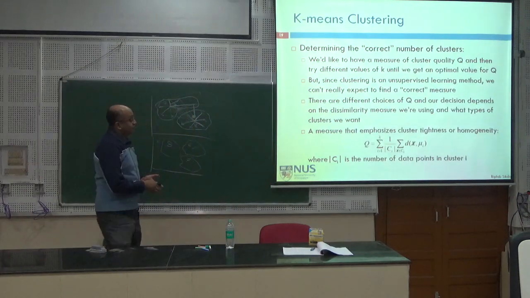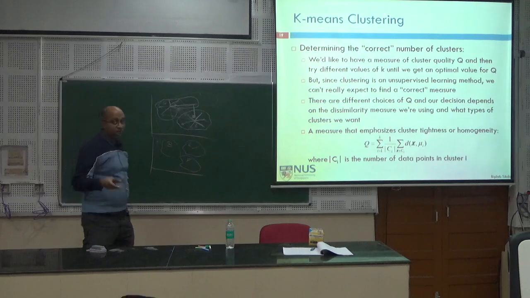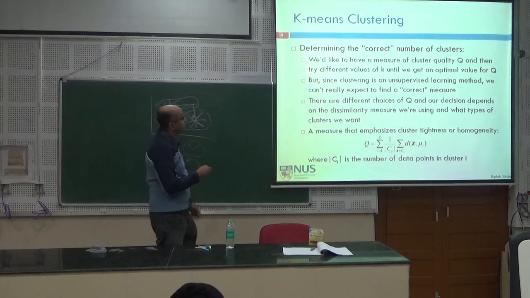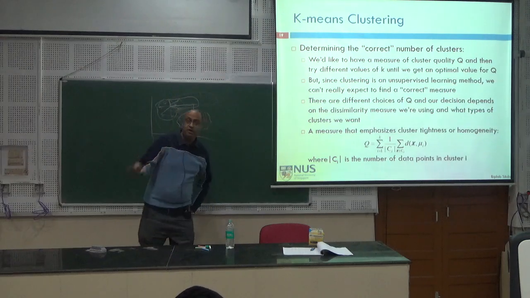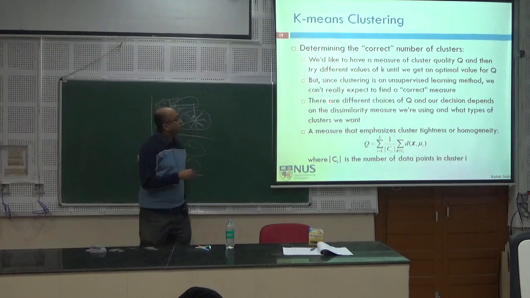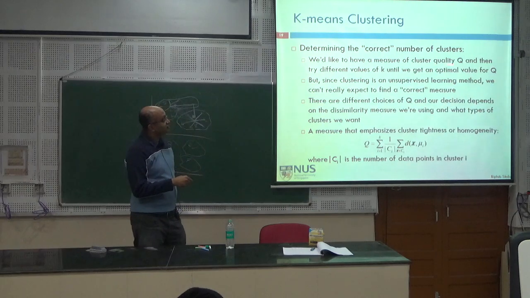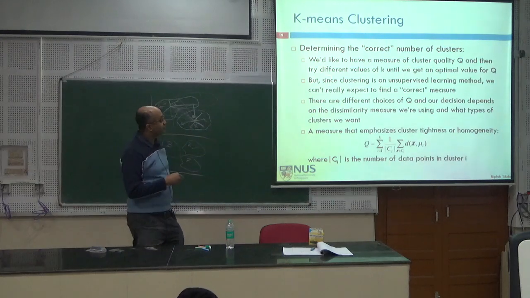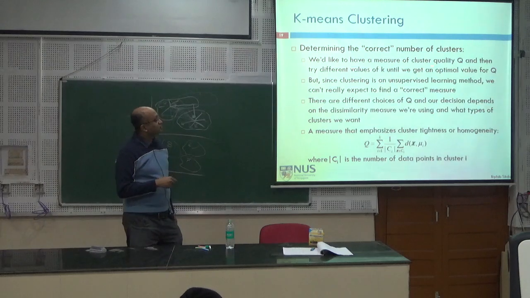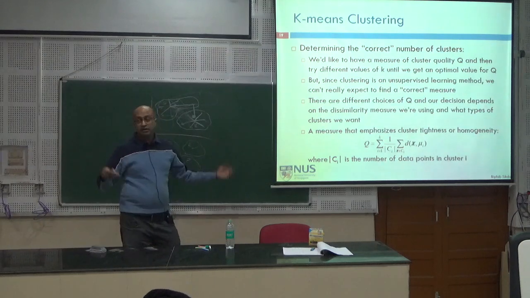Right. And then one thing which we have been discussing a bit is how do we determine the correct number of clusters? There are some formal ways of doing it, and one thing is you have to have some kind of a measure of the quality of the clusters that you're coming up with. You say, okay, this is the quality of my cluster, and then you have a metric that you define, and then you try different values of k till you get an optimal value.